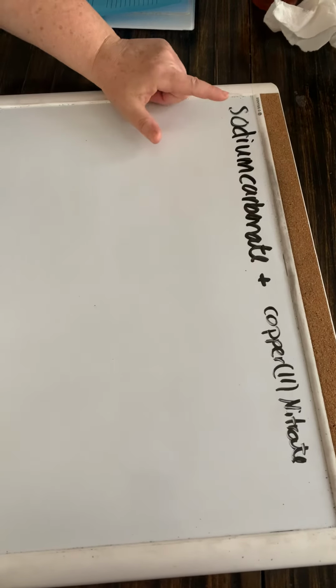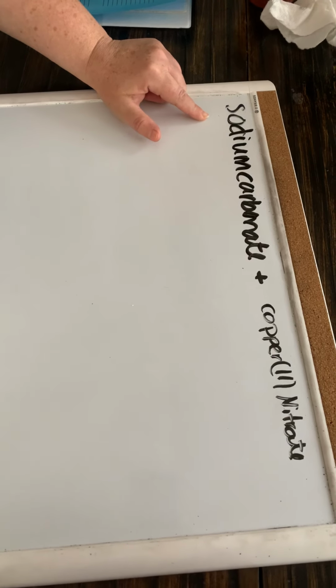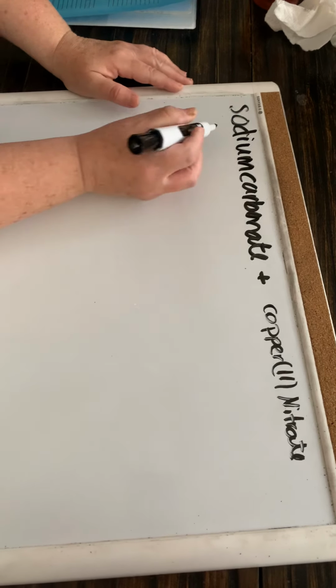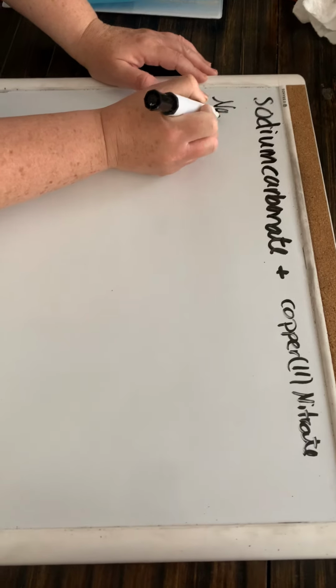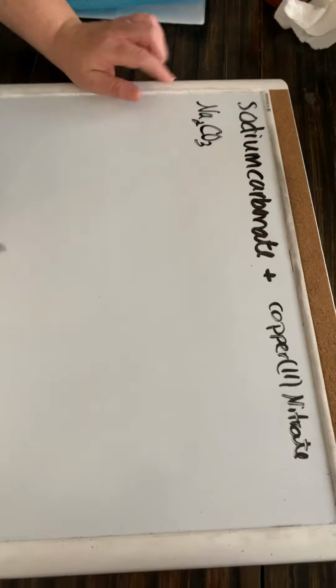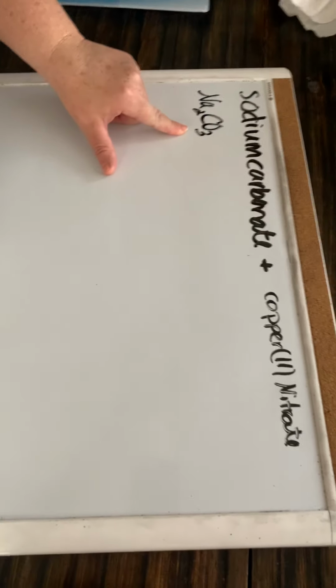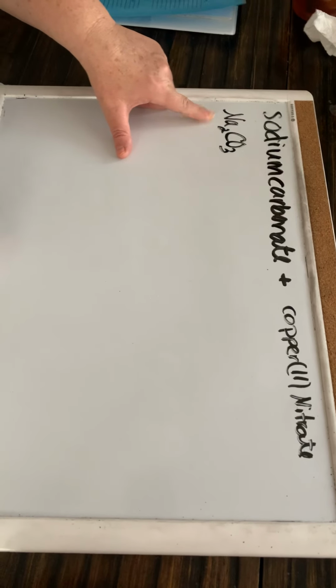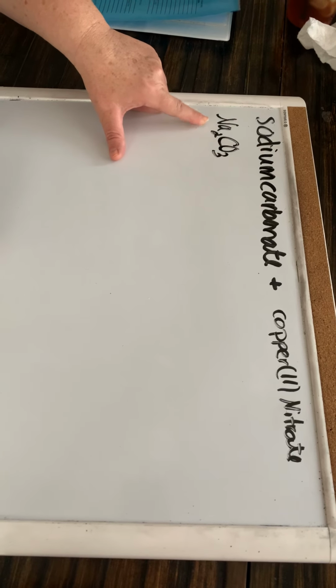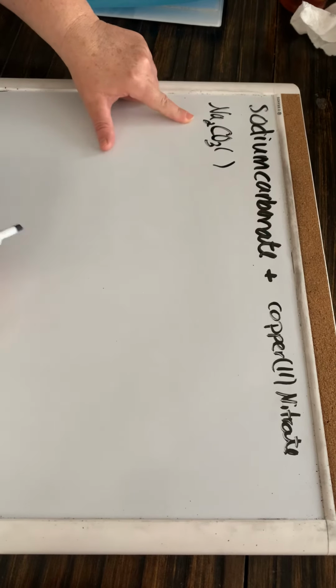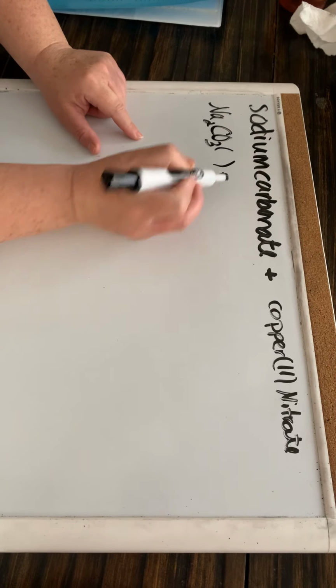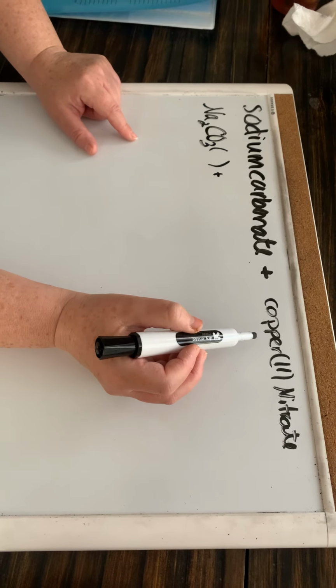Okay, so this one is sodium carbonate plus copper 2 nitrate. So sodium carbonate is Na2CO3. I know that because carbonate is -2 and sodium is +1. Sodium is +1 because it's in column 1. Then we're going to have to determine whether it's aqueous or solid. It's either aqueous or solid.